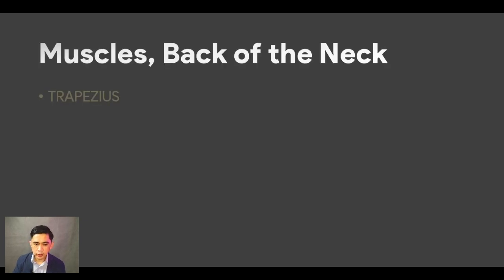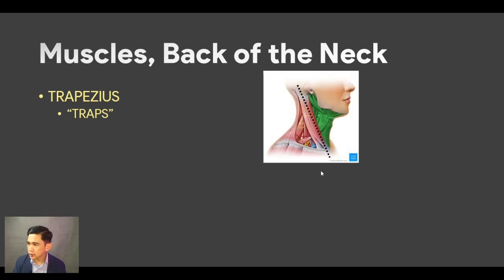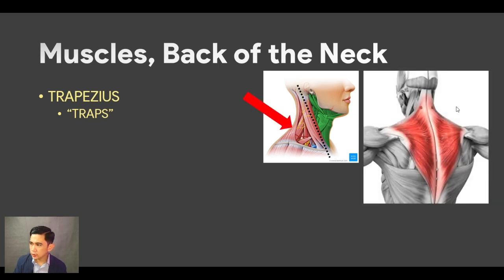So first, let's talk about the trapezius, popularly known as the traps. This is the colloquial word for the trapezius, traps. You will see this here. This is a big muscle that spans the back of the neck. And it is not only in the neck, but it also spans the shoulders and into the back.